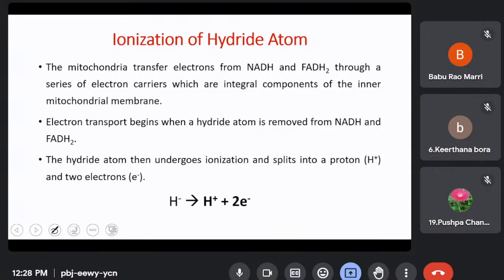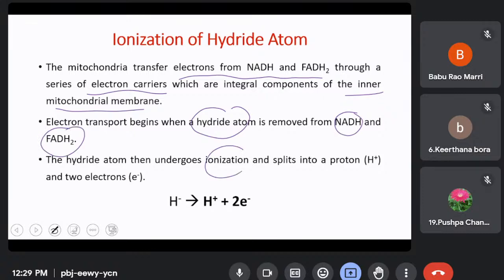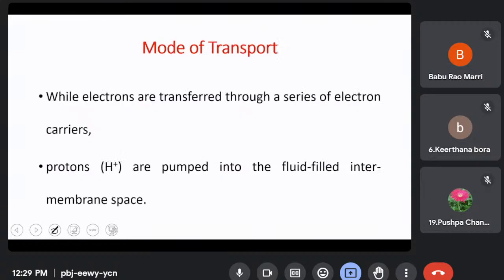So first of all, it starts with ionization of the hydride atom. The mitochondria transfer electrons from NADH and FADH2 through a series of electron carriers. Where are they present? They are present in the inner mitochondrial membrane. Electron transport begins when a hydride atom is removed from NADH and FADH2. This hydride atom then undergoes ionization and splits into proton and electron. This you have to remember. So the hydride atom splits to form proton and electron. This is the first step.